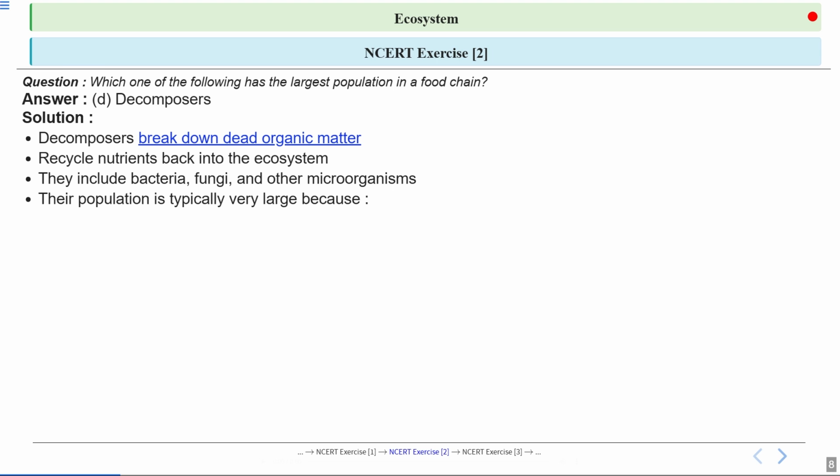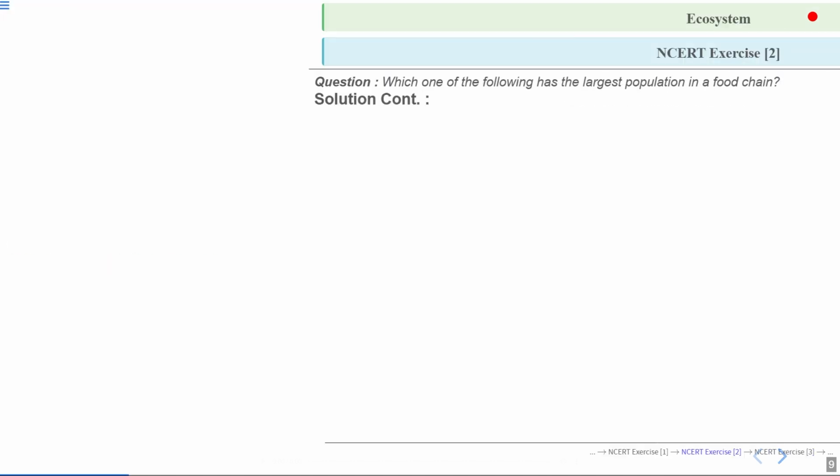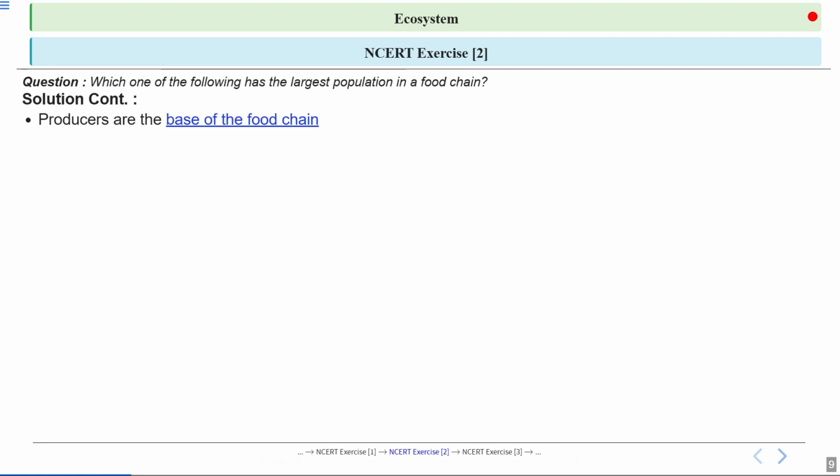Let's talk about the reasons for that. This is because their small size allows them to occupy tiny spaces and reproduce quickly, enabling them to exist in huge quantities in a given environment. These organisms can survive in many different environments and can multiply quickly, which helps them spread and adapt to new places easily. Let's continue the answer.